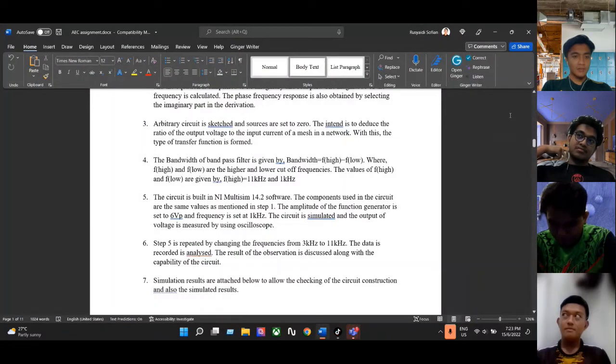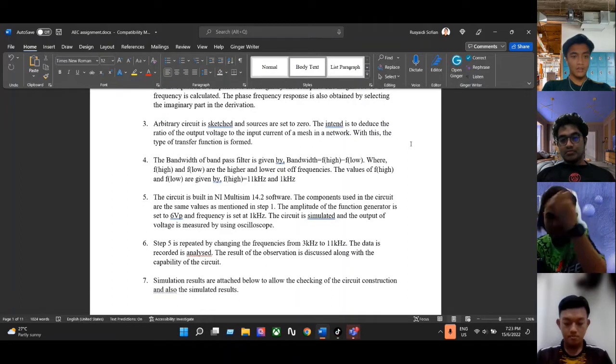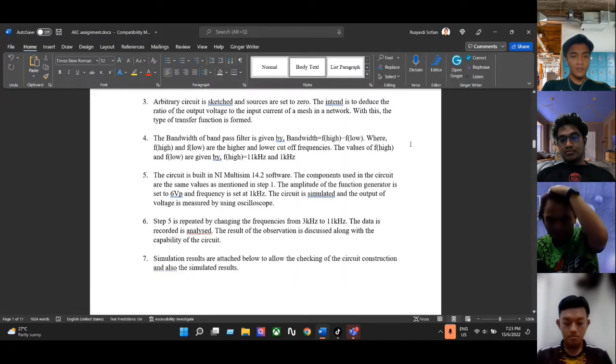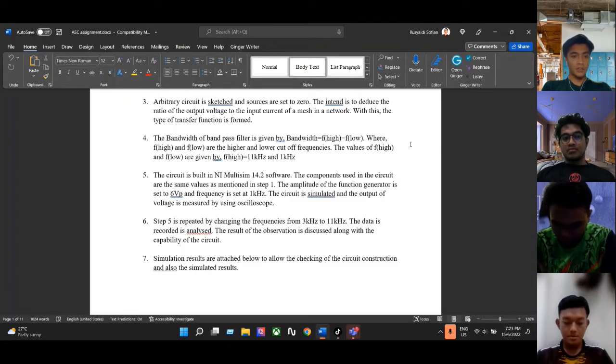The circuit is built in Multisim 14.2 software. The components used in the circuit are the same values as monitored in step 1. The amplitude of the function generator is set to 6 Vp and the frequency is set at 1 kHz. The circuit is simulated and the output voltage is measured by using an oscilloscope.